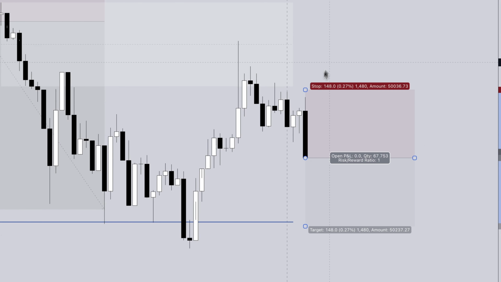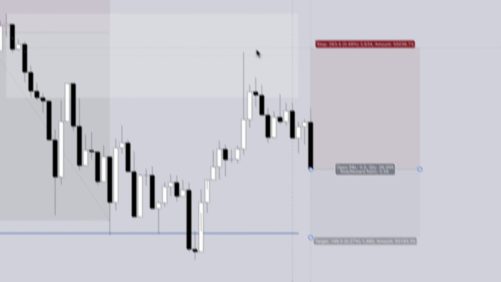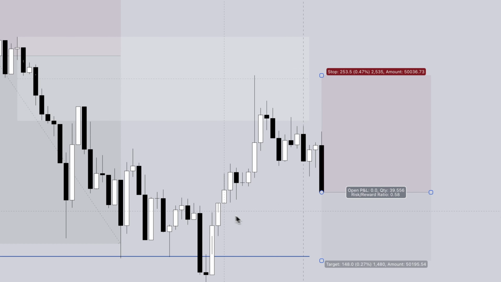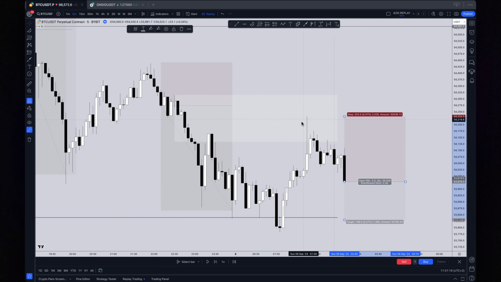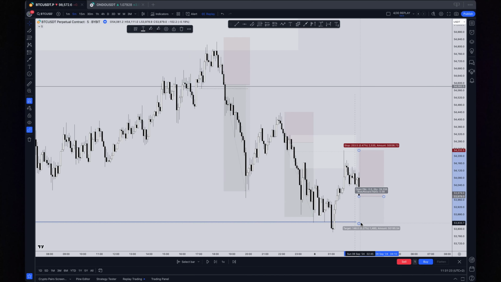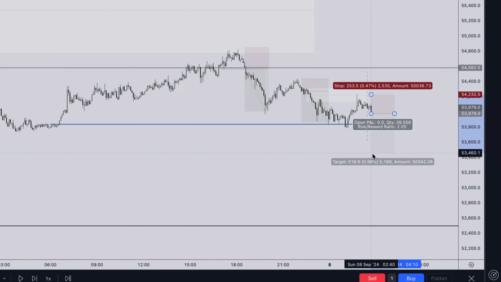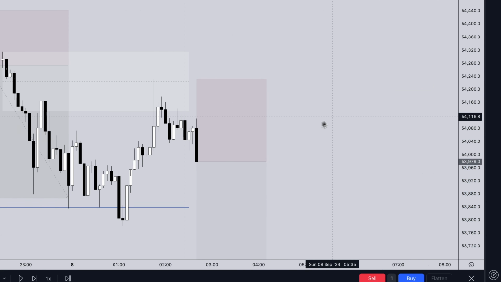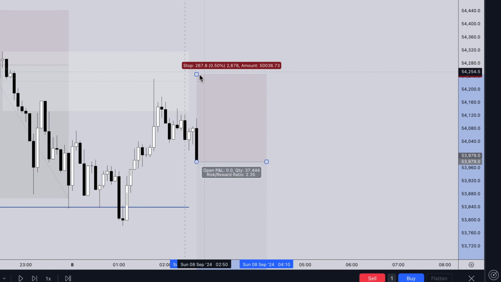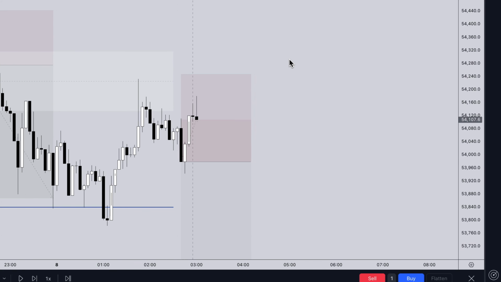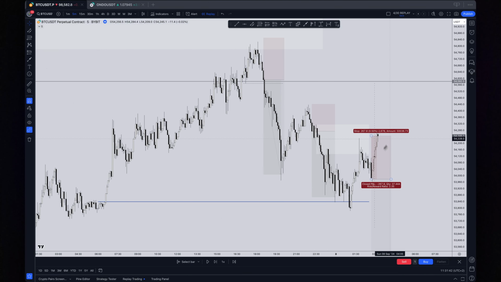I'm going to take it. It's not a textbook entry, also because it's so close to a level that we just already filled and failed to close through. I don't like the sweep, but it's not about our feelings, it's about the rules, and the rules say this is an entry. Otherwise we should just specify our rules more. There we go, that's one loss.